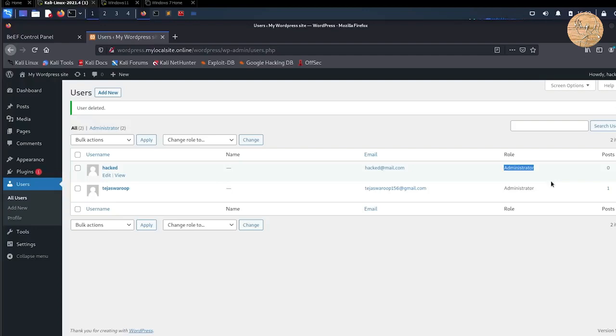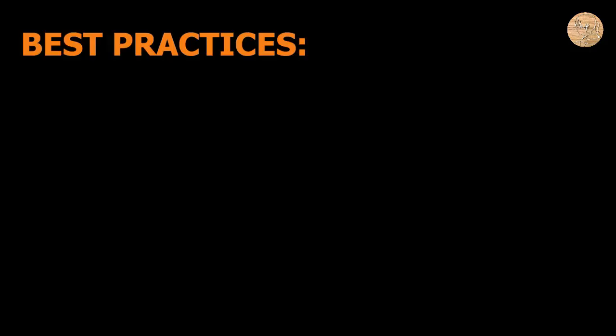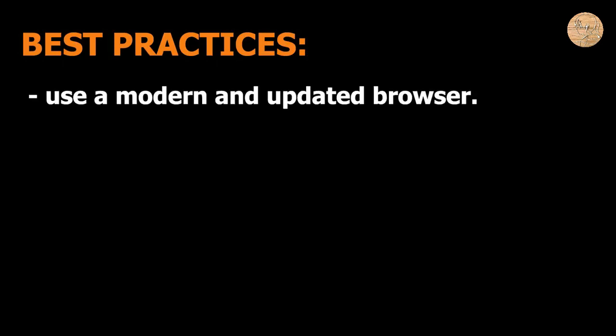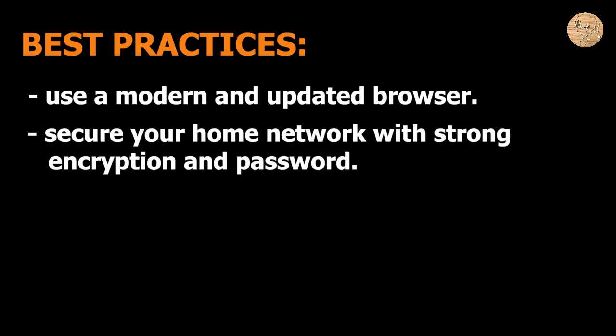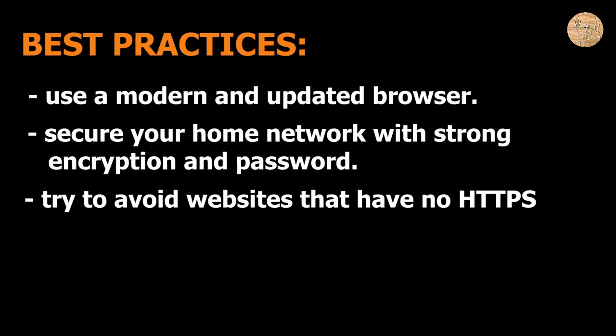This is just one of the things that can be done when using BeEF in conjunction with the man-in-the-middle attack. There are many other things that can be done. The best practices to stay safe from such browser attacks are: use a modern and updated browser at all times. Secure your home network with strong encryption and a strong password. And also try to avoid using websites that have no HTTPS connection. They are vulnerable to man-in-the-middle attacks.